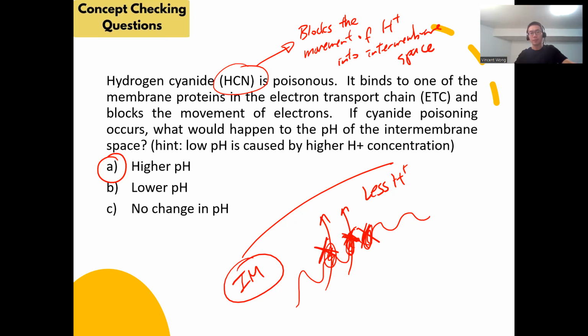Do you understand that? We are not allowing H plus to go into the intermembrane space. You end up having less H plus, which means higher pH, right? Please be careful when you read the question on the test. This one asks for intermembrane space. On the test, it might ask you about the matrix. It depends which version you get.